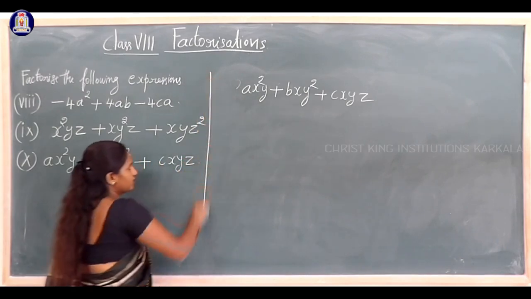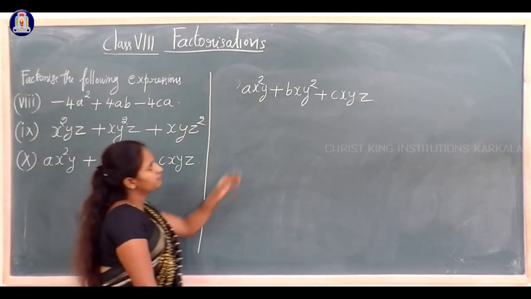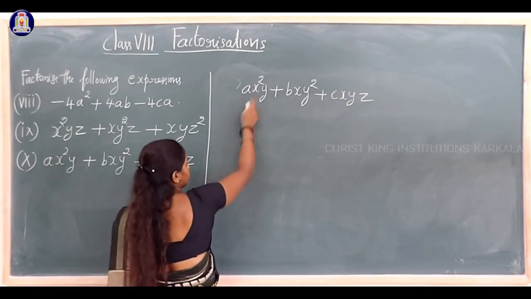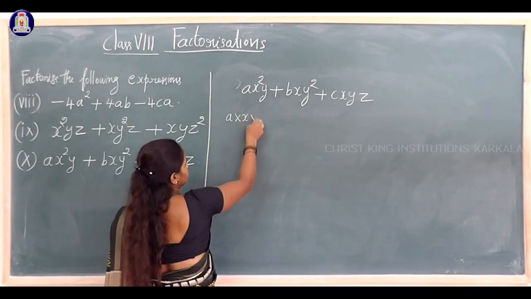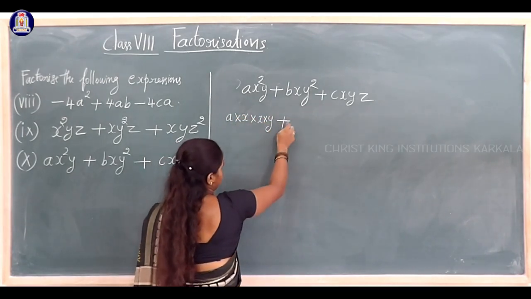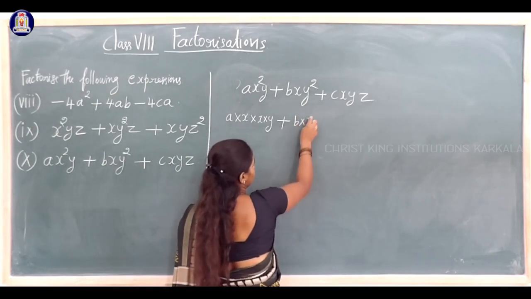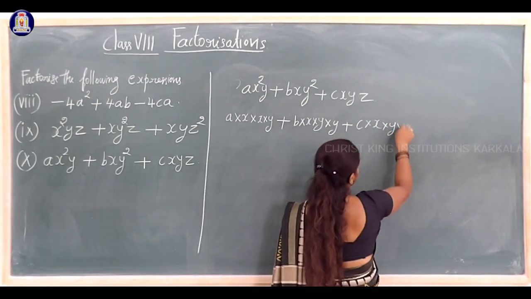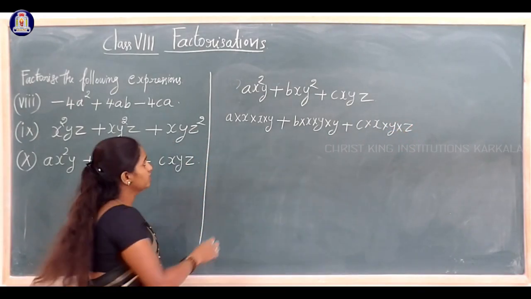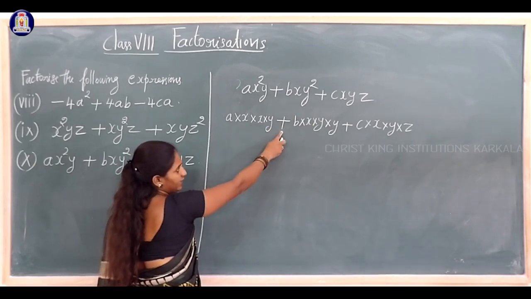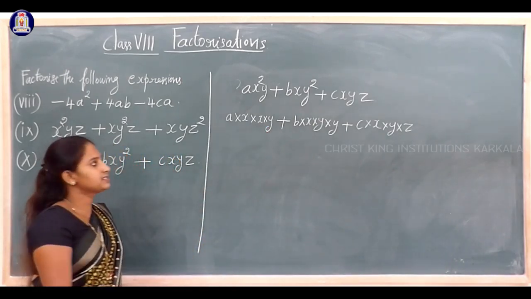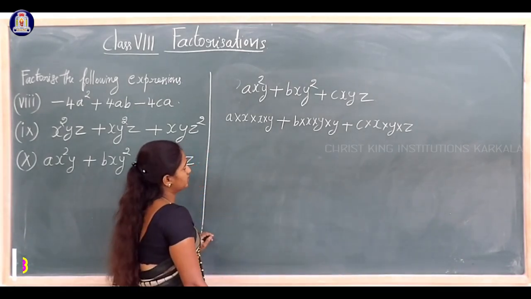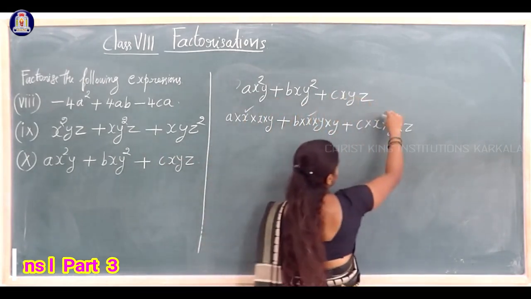See, a x square y plus b x y square plus c x y z. So now x square y means a into x into y, plus b into x into y square, b into x into y, plus c into x into y into z. So here a x y and b x y y plus c x y z. So in this, the common factors, the same factors are x, isn't it?